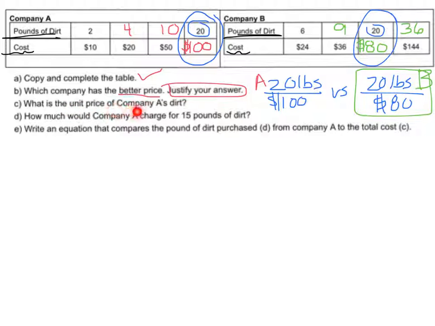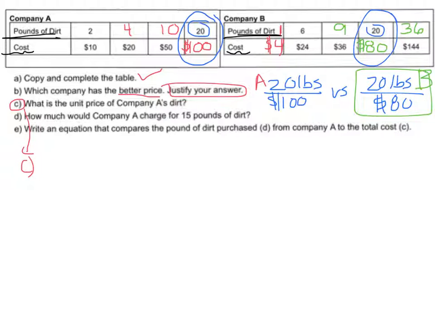What is the unit price of company A's dirt? Now, we already found company B's unit rate when we did our table earlier, and we found out that the rate was 1 pound per $4. So we're going to do the same for the pounds of dirt for company A. So let me circle this problem and let's bring it down here.